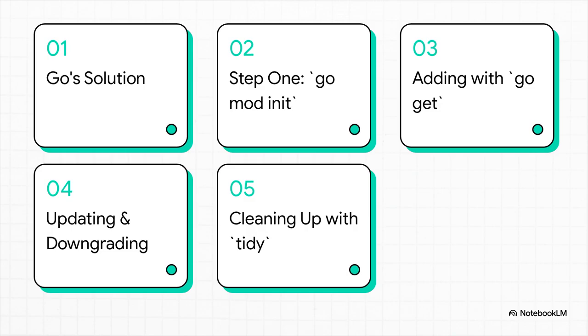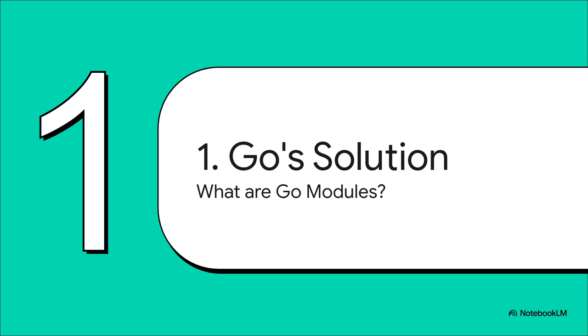Here's the game plan for today. We'll start by understanding Go's big solution for dependencies. Then we'll walk through how to initialize a project, add some packages, manage their versions, and finally, the best part, how to keep everything clean. It's a really simple but powerful workflow. So how does Go handle all these external tools and packages? The answer is a really elegant system called Go Modules. It's the built-in, official way to manage dependencies.